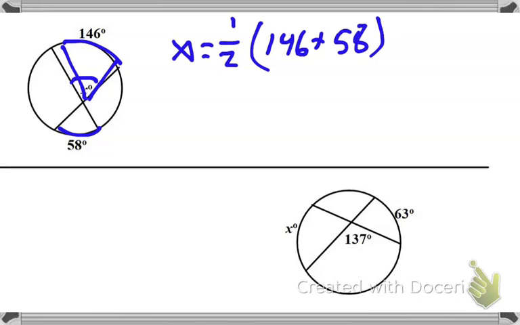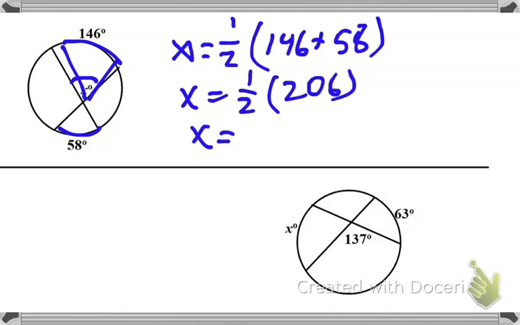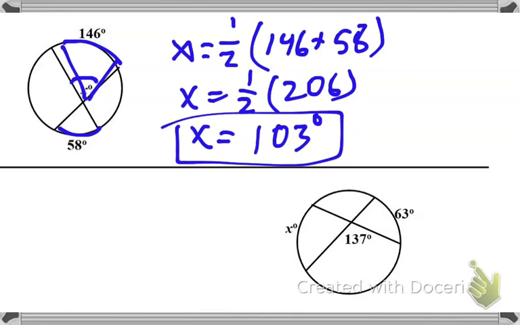So let's see here. We could just take that, stick that in our calculator, right? And so x equals, well, we're just going to break it down. 1/2 of 206, and x is equal to 103 degrees. All right? So there it is. Not too bad. Pretty easy stuff. Let's take a look at this next one.